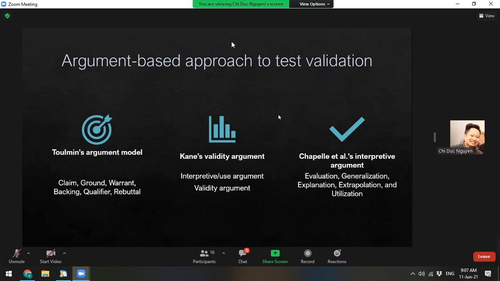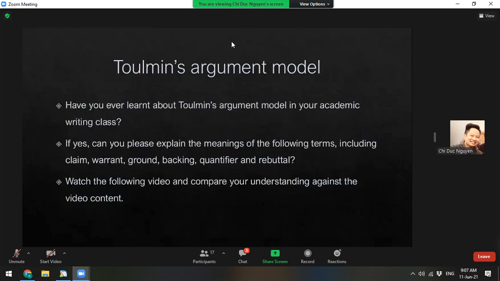Okay, so before I start the lesson today, I'd like you to come back to what you have learned in the academic writing course. Have you ever learned about the Toulmin argument model?